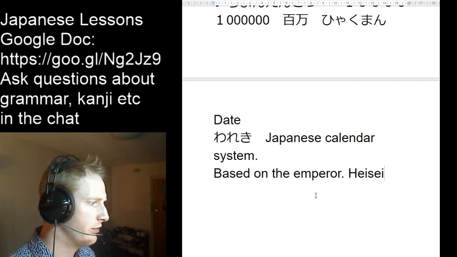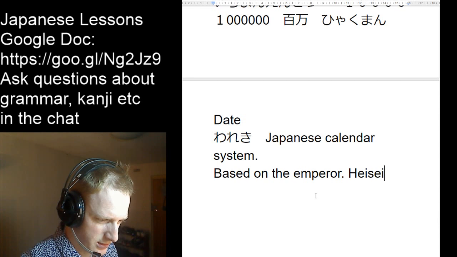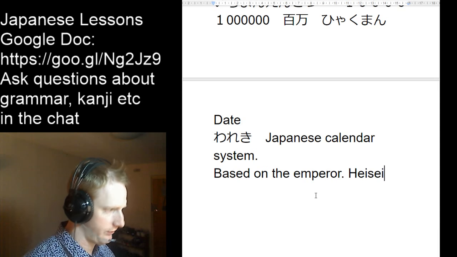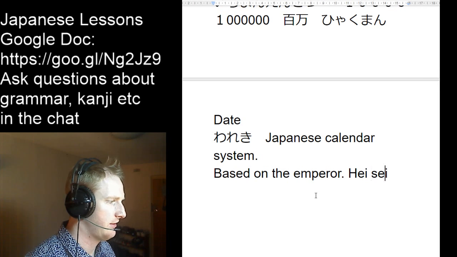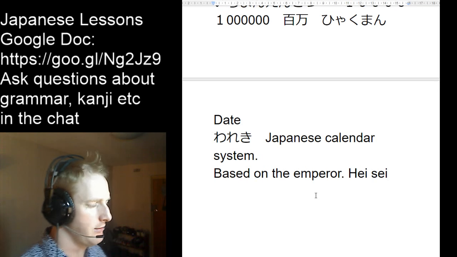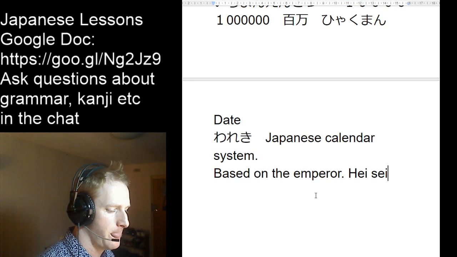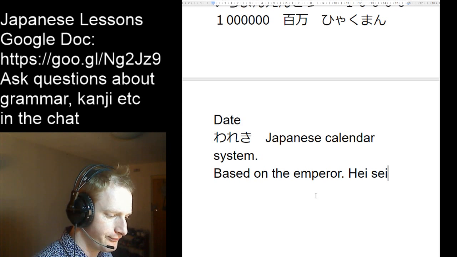So this isn't the emperor's name or anything. Very roughly, the kanji for Hei is part of the word for peace, and Sei means to make, so it's like creating peace, making peace. Anyway, they generally give it a kind of a nice title.